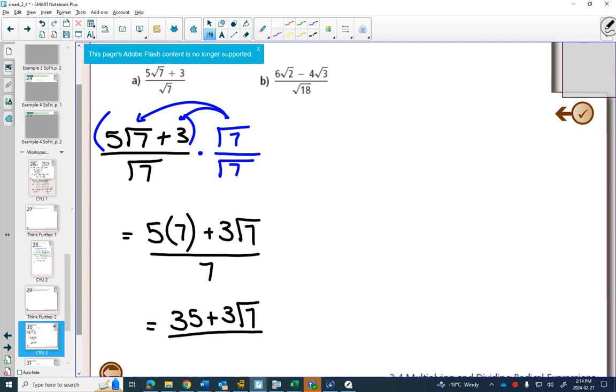Those are not like terms. I can't combine them. Divided by 7. This will be my final answer, and considered the simplified form because I no longer have a square root on the bottom.